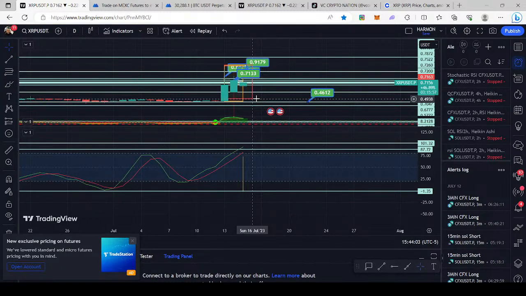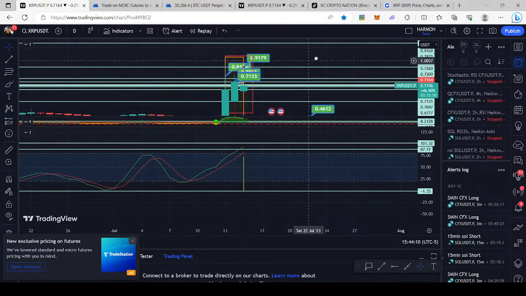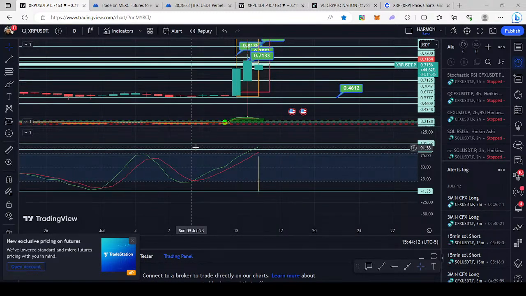So here's your daily RSI. You see how it bottomed out right here? You see it started to go up right here? Now I'm going to show you something, and I'm going to make a full video on this so that you guys get it. But here's your daily RSI. You see how it goes up right here?